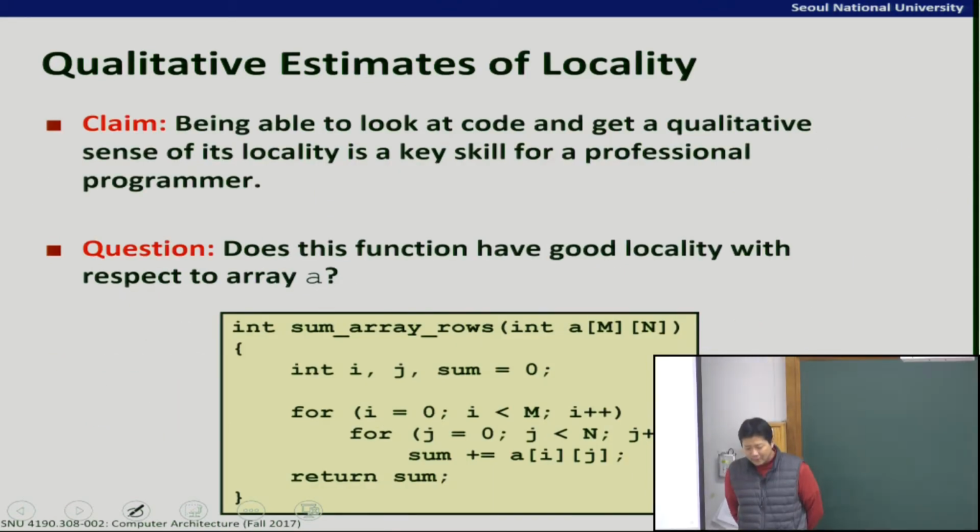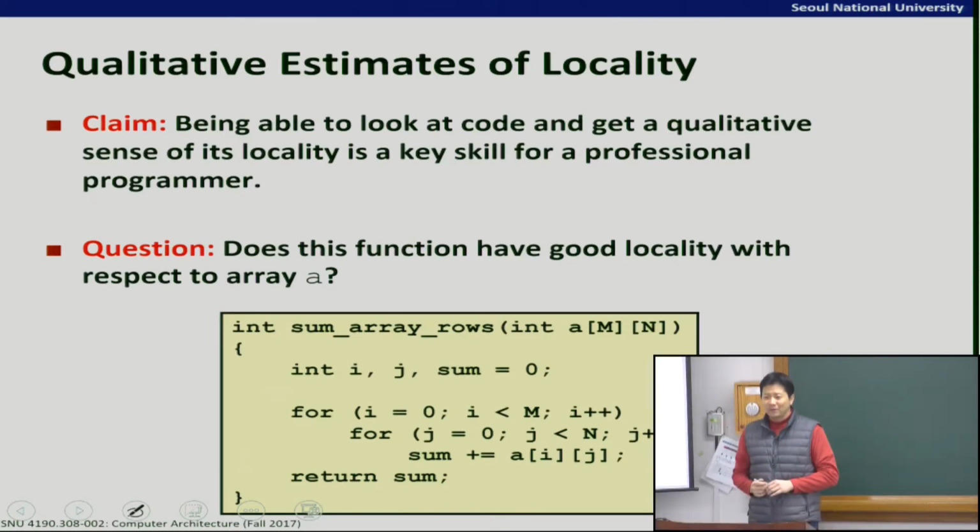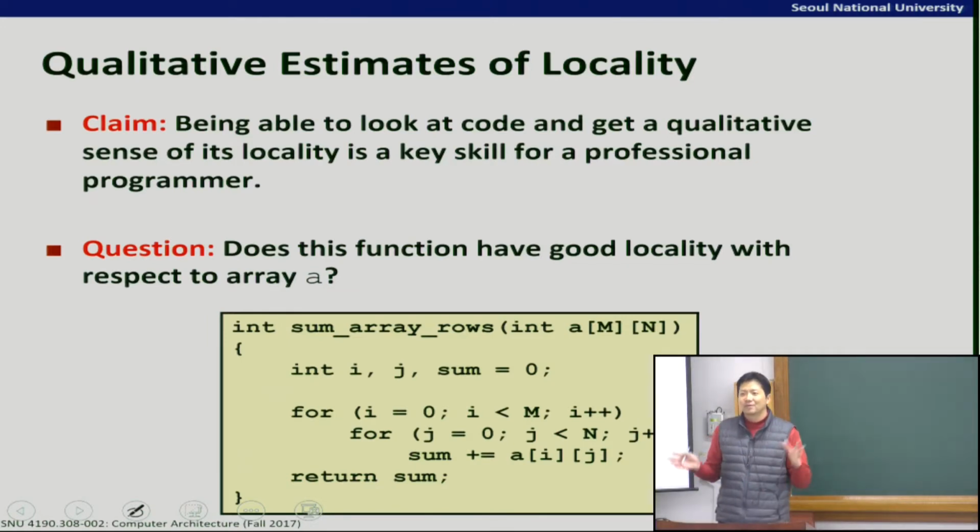So let's think about another program, another example. Here, if you are really a good programmer, let's say a ninja, an excellent programmer, then you should be able to look at code and get some qualitative sense of what the performance will look like. Okay. So the question is, let's think about this simple program.